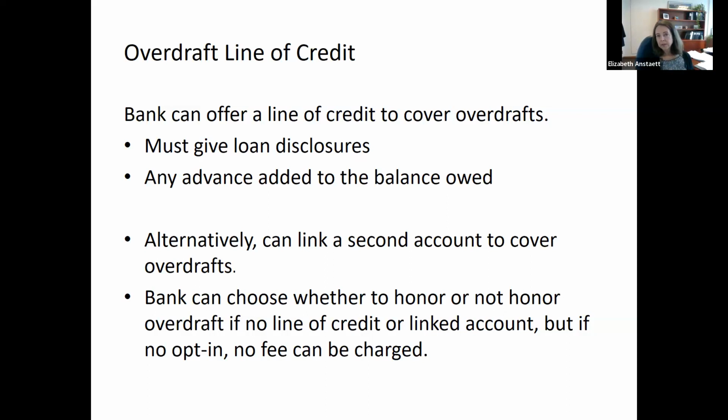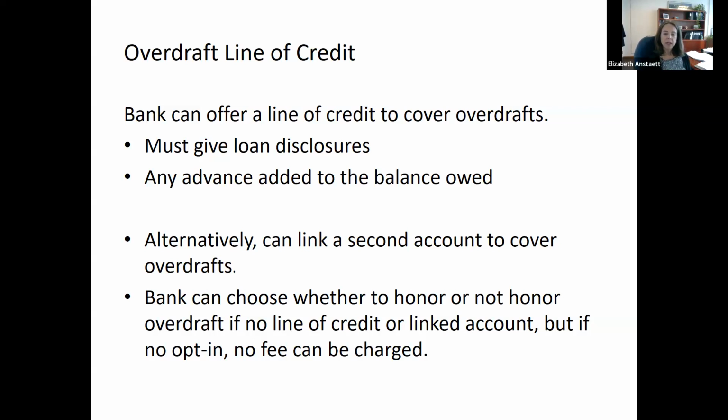And another part of the regulation that was developed after that case was that a bank should not agree to always honor an overdraft, that they can do it on a discretionary basis. But if you agree to always honor it, that looks too much like credit. Then you need to make it an overdraft line of credit and you need to give credit disclosures.